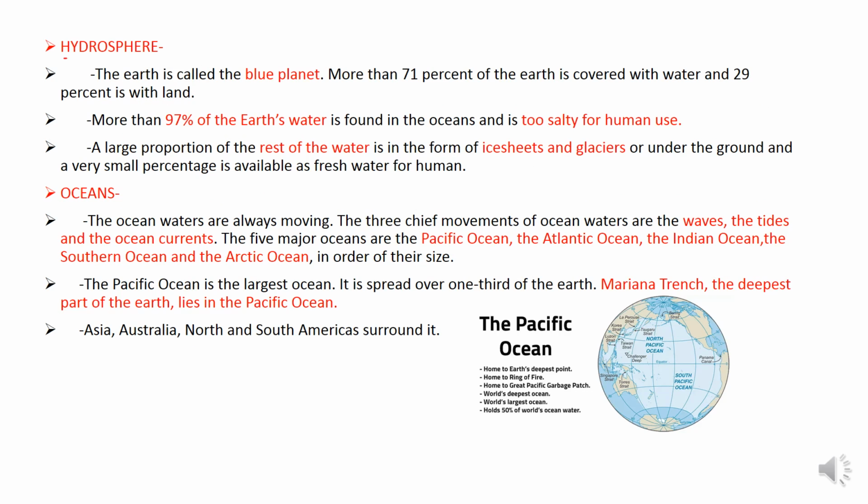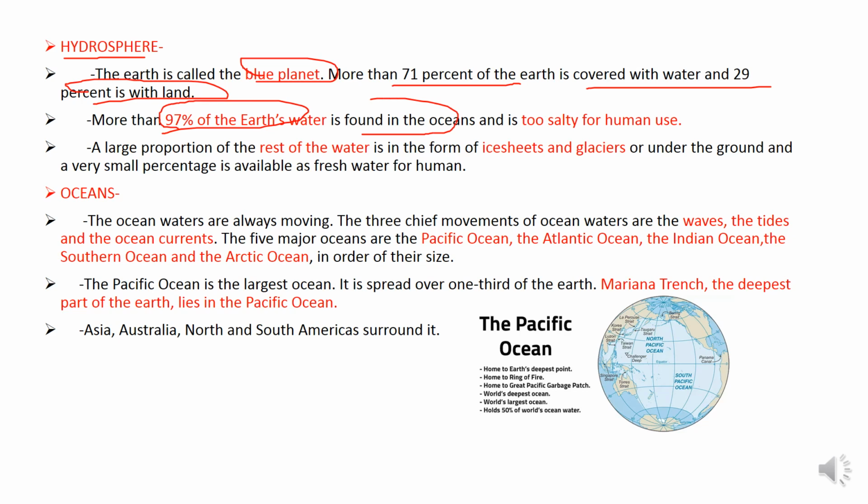Hydrosphere. Earth is called the blue planet. More than 71% of the Earth is covered with water and 29% is with land. More than 97% of the Earth's water is found in the oceans, and it is too salty for human use. That's why there is scarcity of water, that is drinking water. A large proportion of the rest of the water is in the form of ice sheets and glaciers or underground water, and a very small percentage is available as fresh water for human use.